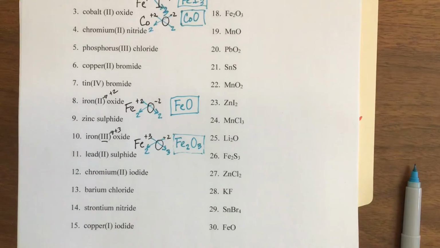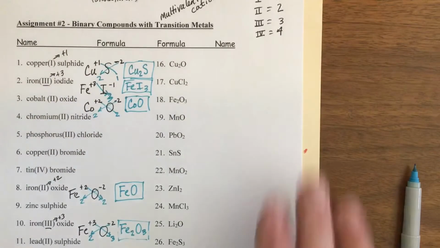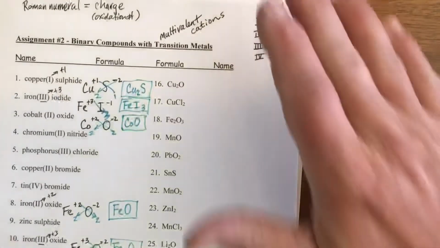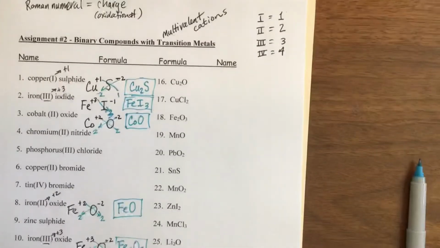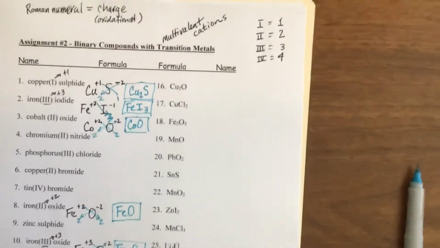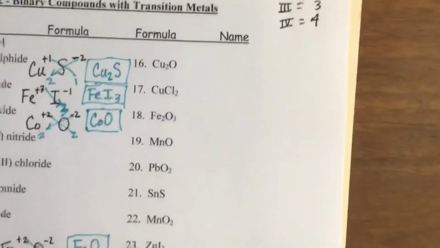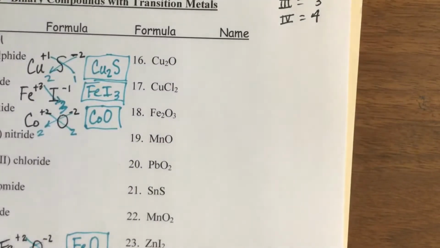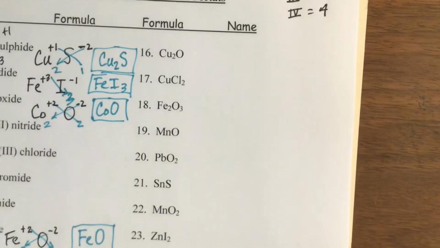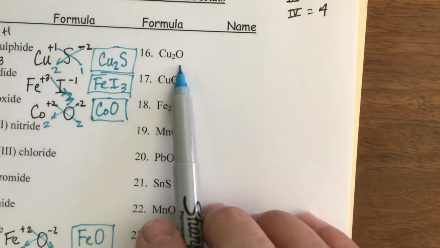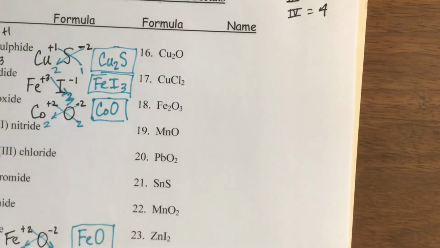Okay, so now I'm going to go to the other side of the worksheet. And guys, this is the hard part. This is going to involve a little bit of math and a little bit of thinking, but here's what we do know. We know the charge of the nonmetal. We know exactly what that will be. In this case, oxygen here is going to be a -2 charge.